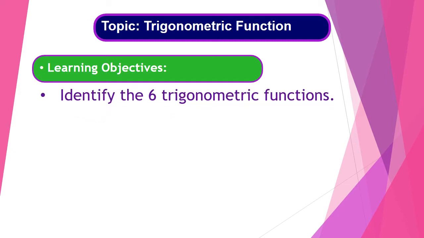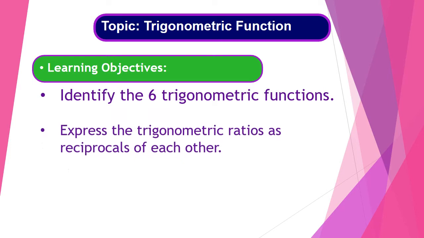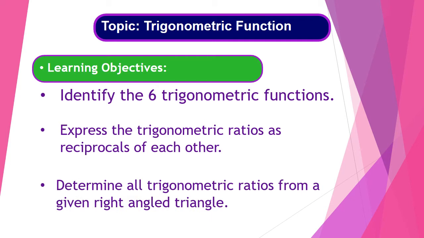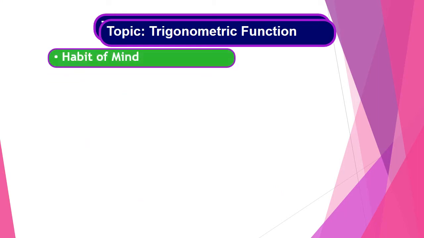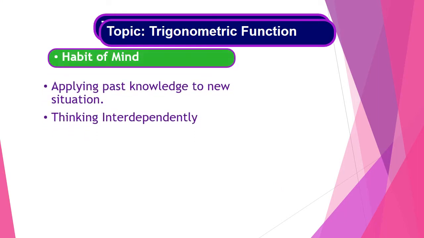The objective of these lessons will be to identify the 6 trigonometric functions, to express trigonometric ratios as reciprocals of each other, and finally to determine all trigonometric ratios from a given angled triangle. We will be applying our past knowledge of right angled triangles to new situations, and we will be thinking interdependently.